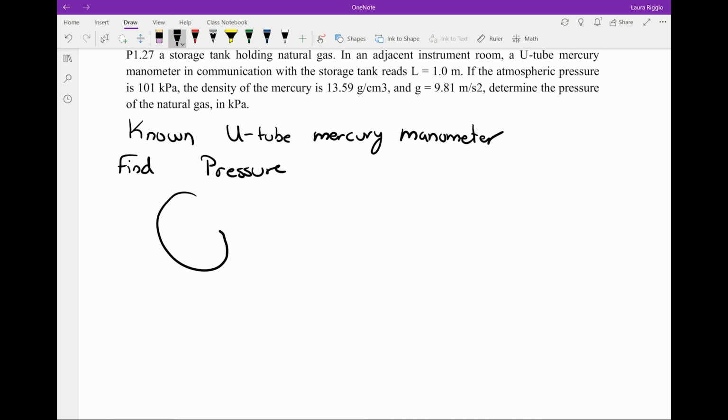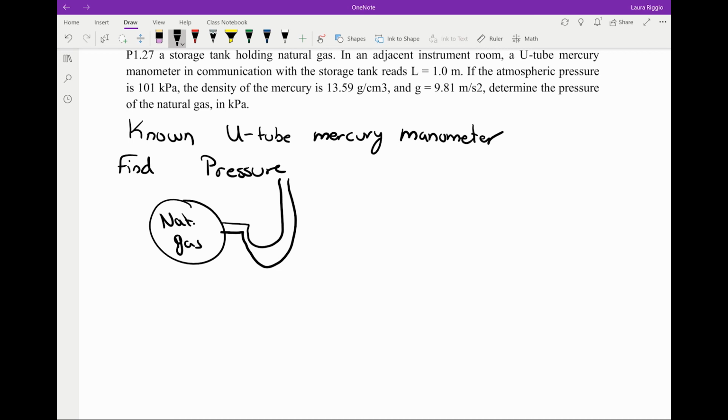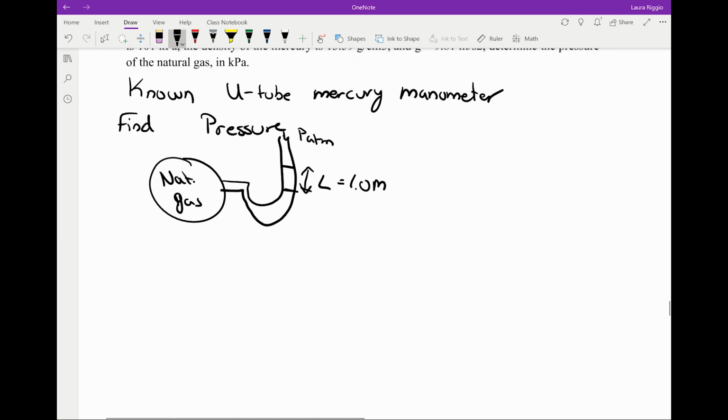I have a chamber of natural gas, and it's connected to a U-tube manometer that has some height L, which is 1 meter. And we have P atm at the top. And there's a point A and a point B, and we know those pressures are the same.